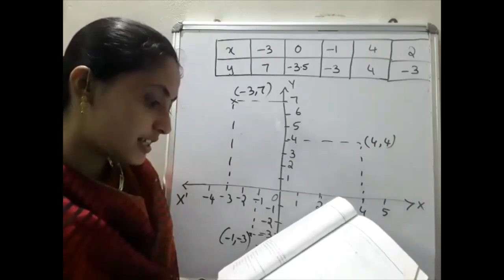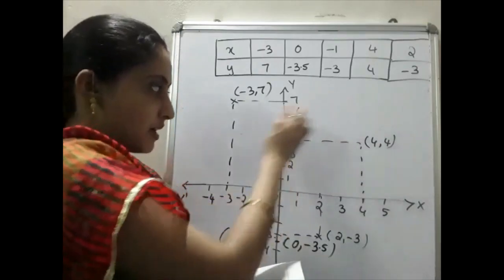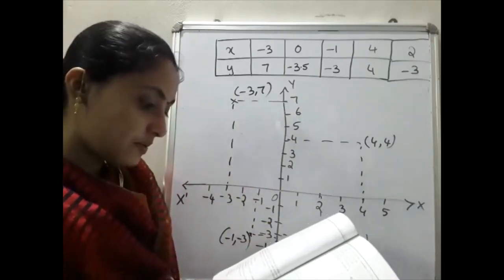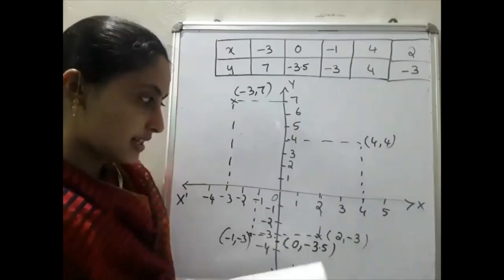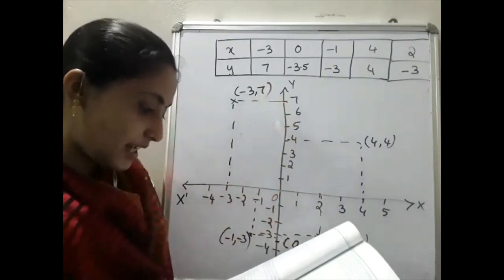Then what is the name of each part of the plane formed between these two lines? Each part, this part, this part, each part is called quadrant. Then write the name of the point where these two lines intersect. These two lines intersect at the point called origin.